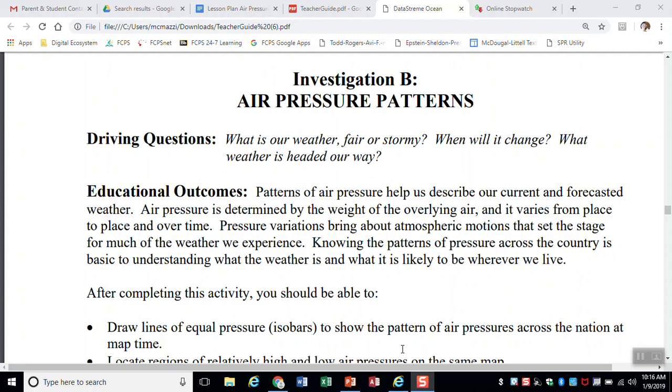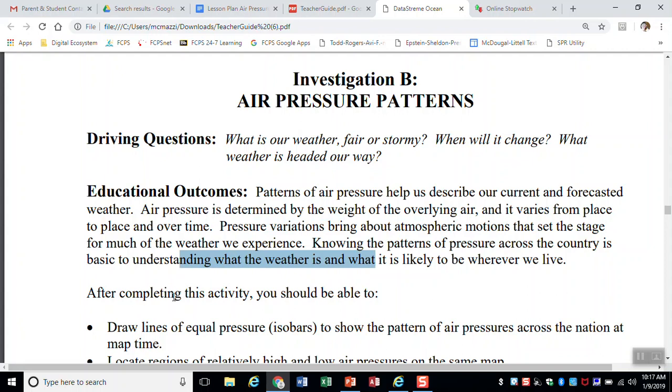Your educational outcomes are: patterns of air pressure help us describe our current and forecasted weather. Air pressure is determined by the weight of the overlying air, and it varies from place to place and over time. Pressure variations bring about atmospheric motions that set the stage for much of the weather that we experience. Knowing the patterns of pressure across the country is basic to our understanding what the weather is and what it is likely to be wherever we live.